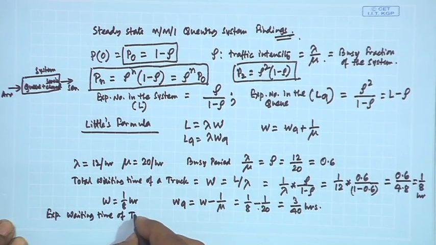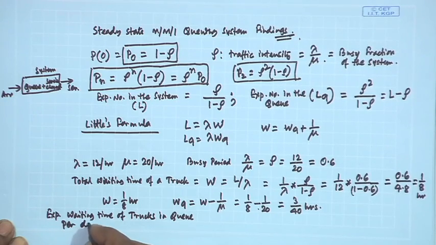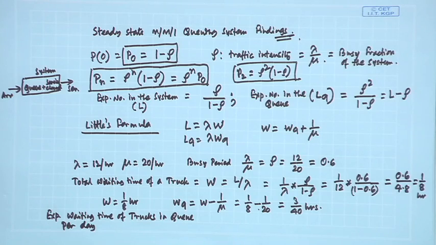of trucks in queue per day. So, what is the expected waiting time of trucks in queue per day? You see, this calculation would require really computing, first of all, the expected waiting time of a given truck, which is 3 by 40 hours.